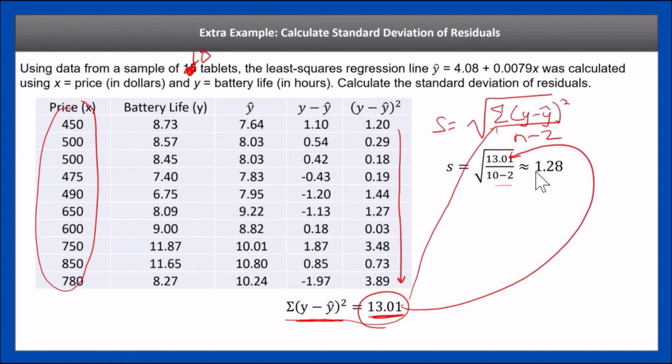That's kind of low. I mean, it just kind of depends on the data. So like the battery life is on the order of tens of hours, right? Maybe 8 to 10 hours or so. So maybe 1.28 hours is significant depending on the type of data you're looking at. All right, but there's my average spread in the battery life, the predicted.